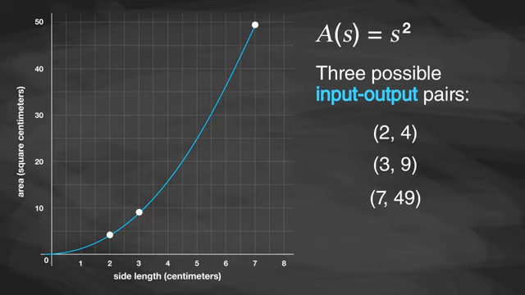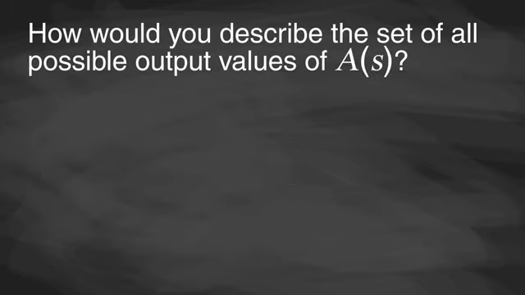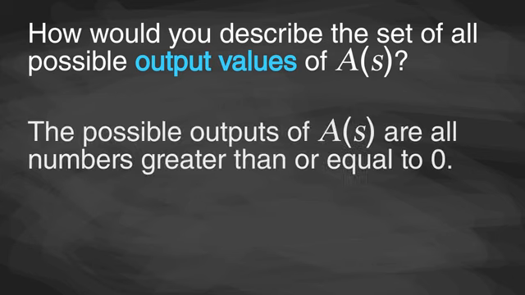We can describe all possible input values for function a as all numbers greater than or equal to 0. How would you describe the set of all possible output values for function a? The possible outputs of a are also all numbers greater than or equal to 0.